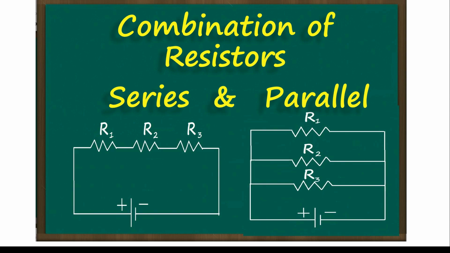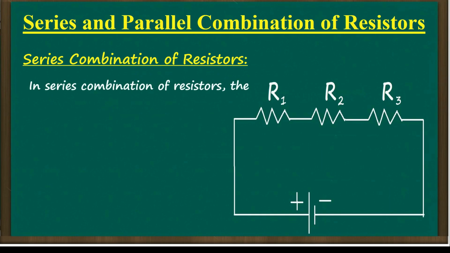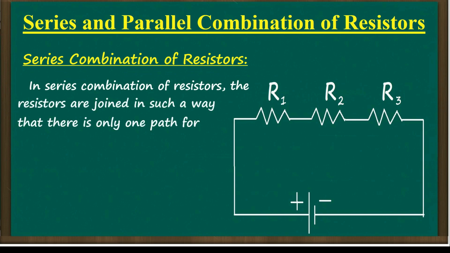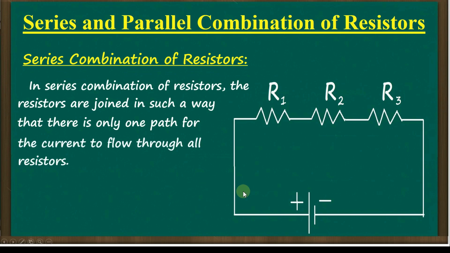This video is about series and parallel combination of resistors. First, we will discuss series combination. In series combination of resistors, the resistors are joined in such a way that there is only one path for the current to flow through all resistors.